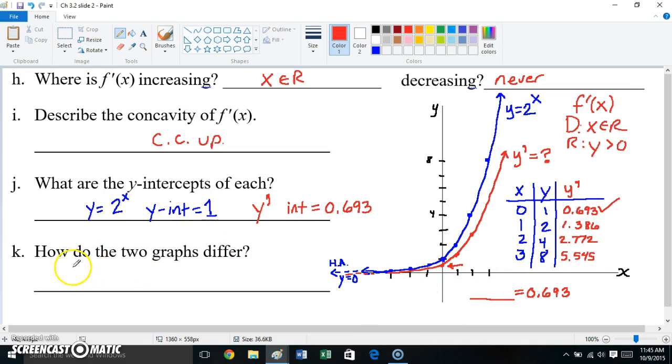Okay, how do the two graphs differ? y prime is, we could say, a vertical shrink of y equals 2 to the x. So we could think about it as 2 to the x times some scale factor that's less than 1 that's going to cause the y values to shrink.